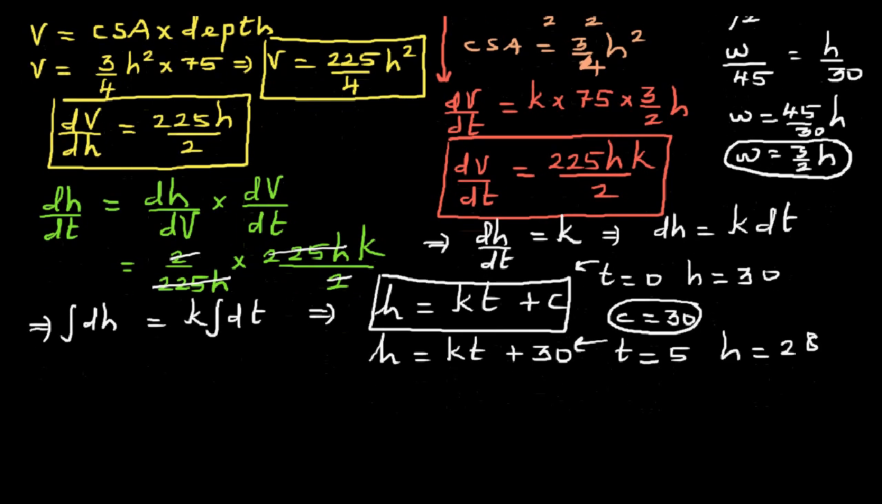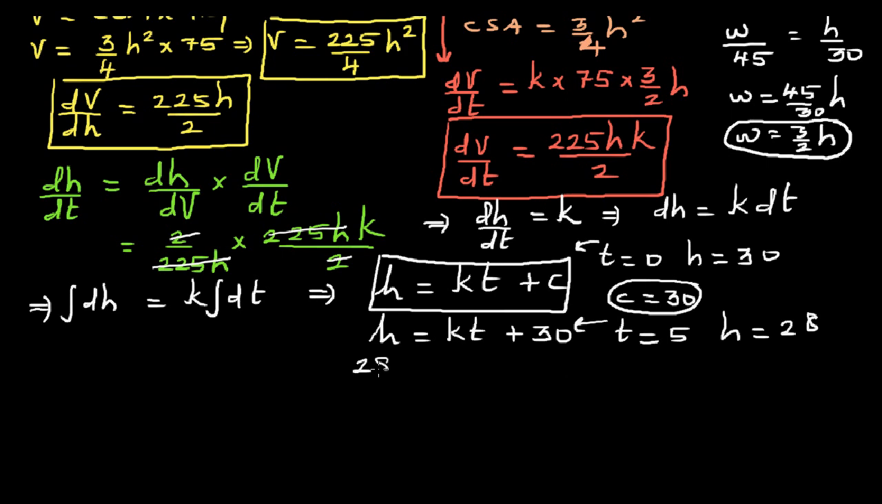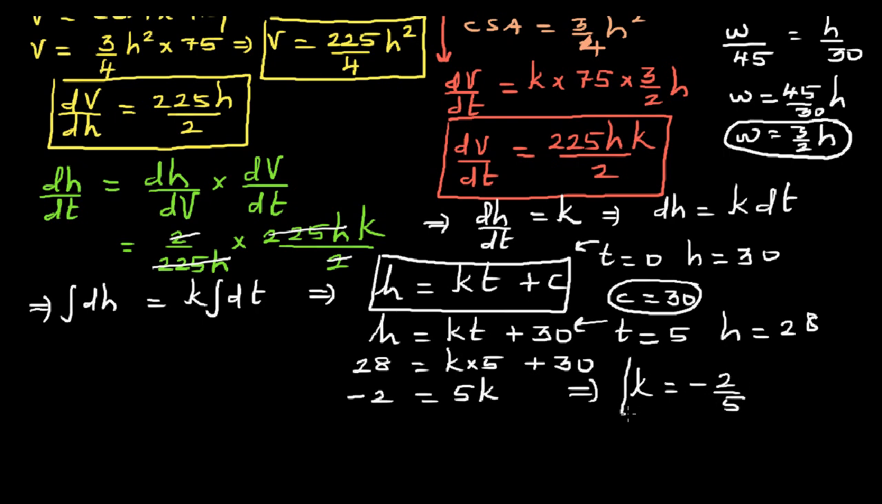So what will happen? 28 is equal to kt plus 30. Sorry, I made a mistake here. I should put 5, so k times 5 plus 30. Now taking away 30 from both sides, minus 2 is equal to 5k. So this implies k is equal to minus 2/5. And that does make sense. k has to be negative because it is decreasing. The height is constantly decreasing.